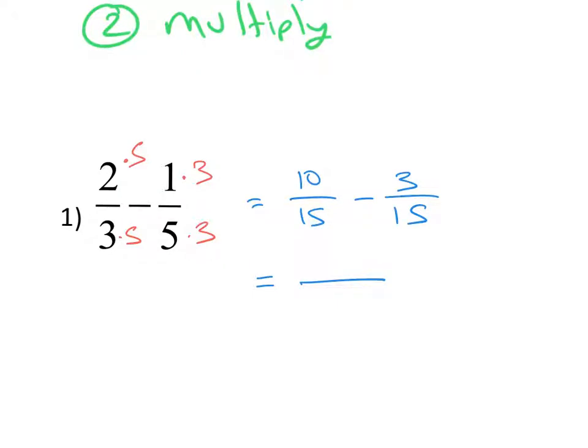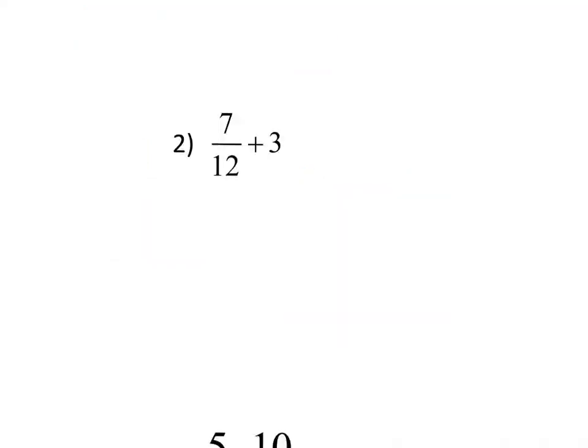so now I can combine them. 10 minus 3 is 7 over 15. The bottom stays the same. Right, it's just 7 over 15. There's my answer. Okay. Let's try number 2.